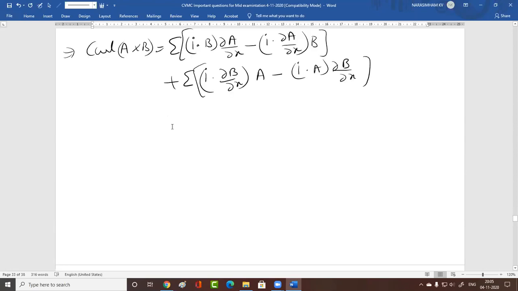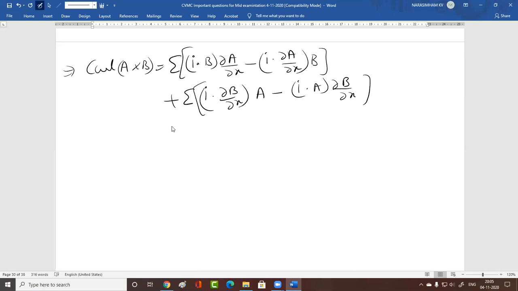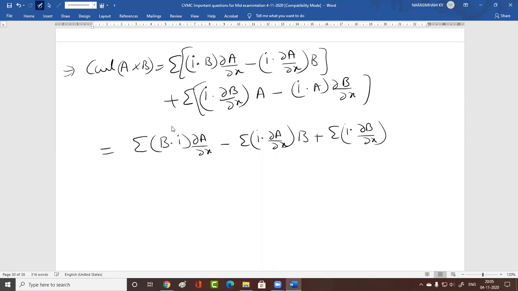Okay. Now simplification. Now interchange the dot product: if you can interchange these two, A dot B equals B dot A. That's why I will interchange these two, B dot sigma i dou A by dou x. Okay, sigma i dot dou A by dou x times B. Now here sigma i dot dou B by dou x into A minus sigma. So interchange these two, A dot i into dou B by dou x.